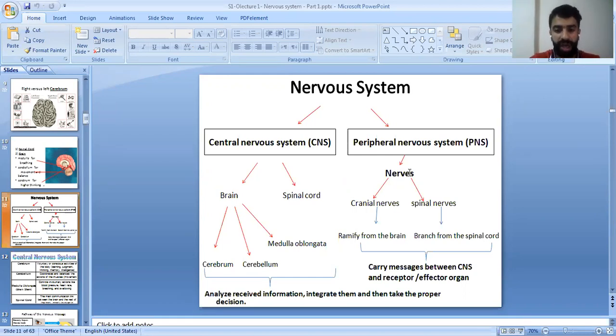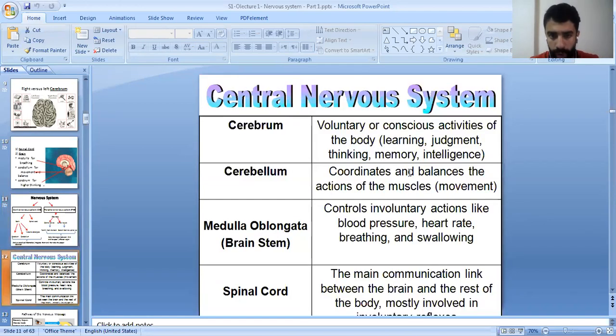What is the function of these nerves? These nerves have an important function: they carry messages between the central nervous system and the effector organ. What is the meaning of effector organ? For example, my hand. I give an order from my brain to carry my phone. The message goes from the brain to my effector organ, which is my hand. Then I take the action to hold my phone. The one that makes the action is called the effector organ.